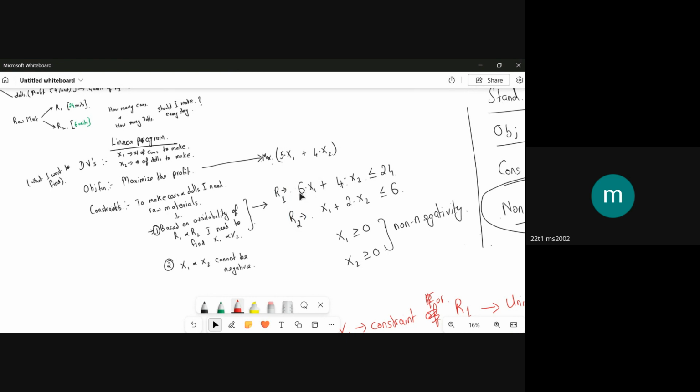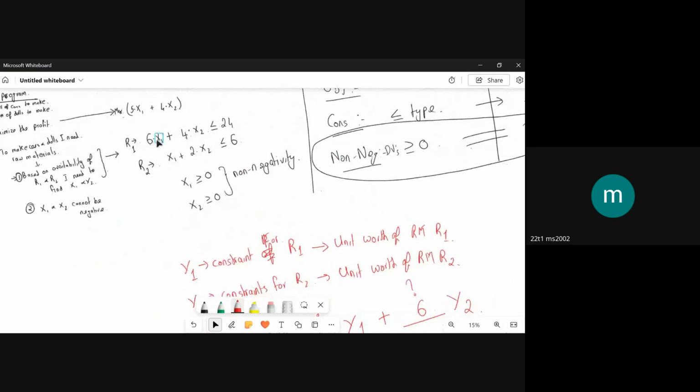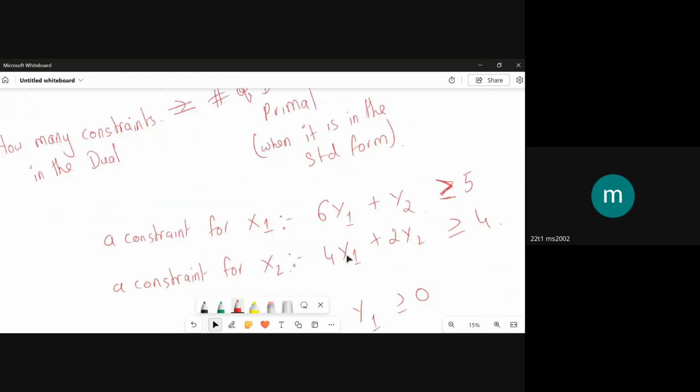So when I buy y1, I'm going to make 6x1 plus 1x2. Let me put it like this. When I'm going to buy y1, I must buy it such that I make a profit which is greater than 5. Correct? If I want to make x1, I need 6 units of y1 and 1 unit of y2. So what is the cost that I'm willing to shell out such that this equation becomes greater than or equal to 5?